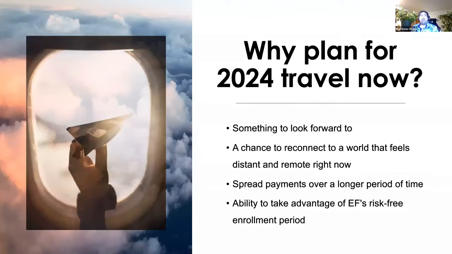All right, so why plan for 2024 travel now? I know this seems like really far off. I got a few emails asking why we were planning so far ahead. And there's a few really practical reasons.